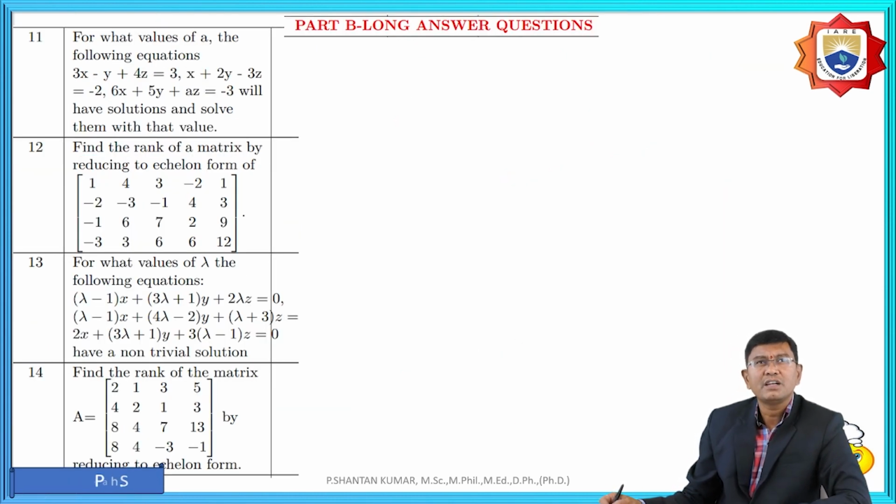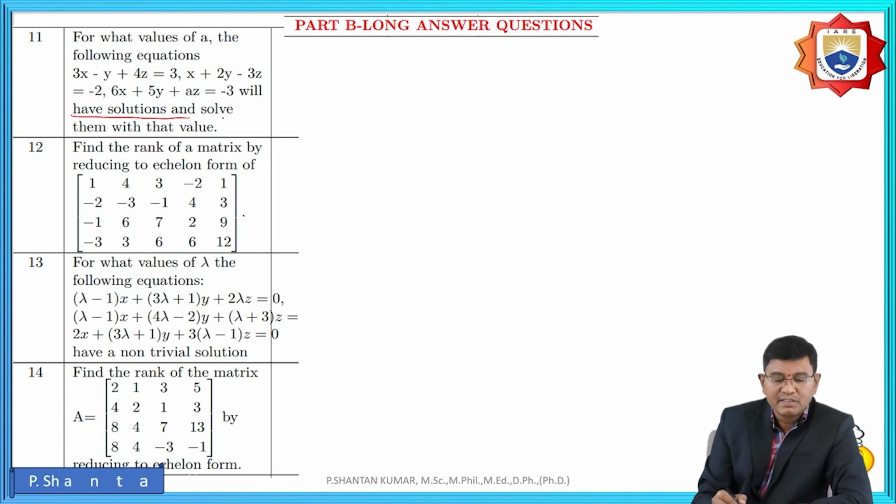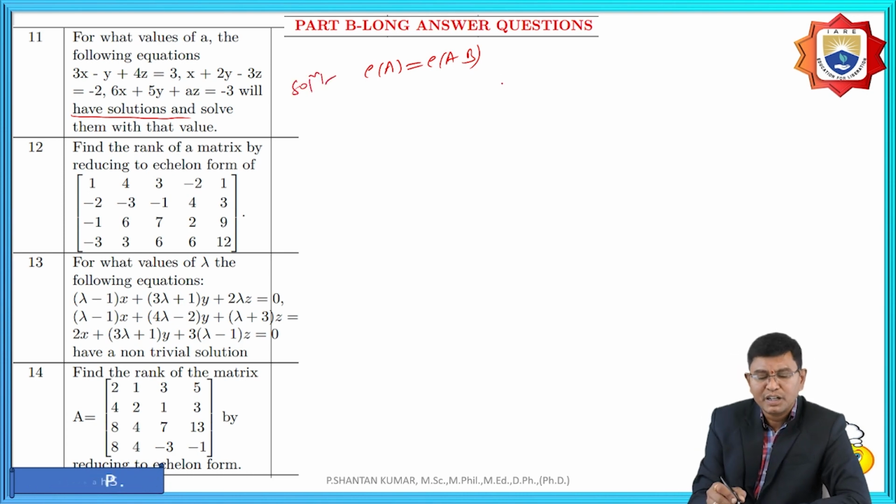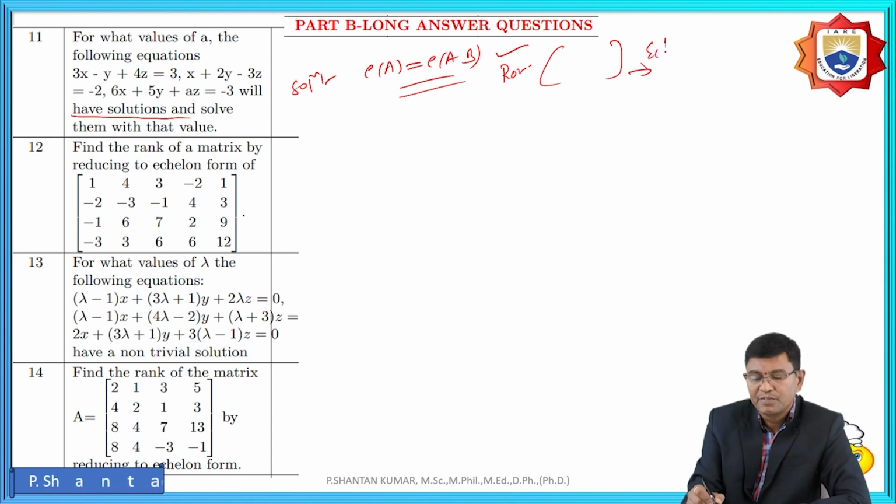That means the conditions and the method of working are the same. Next one: for what values of A do the equations have a unique solution, or have solutions, and solve them. Having solutions is nothing but the condition that the rank of A is equal to the rank of the augmented matrix AB, because the equations have solutions. Based upon that, you need to find the solutions by using the echelon form. With row operations, we need to reduce it to echelon form, and from the echelon form we will find the solutions.